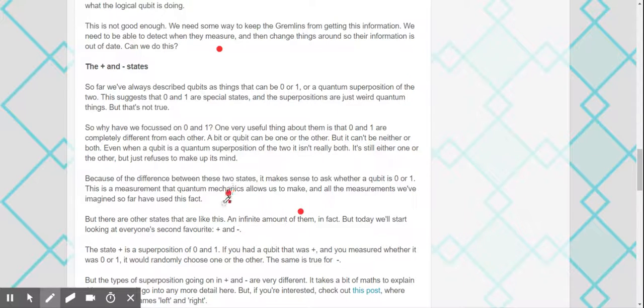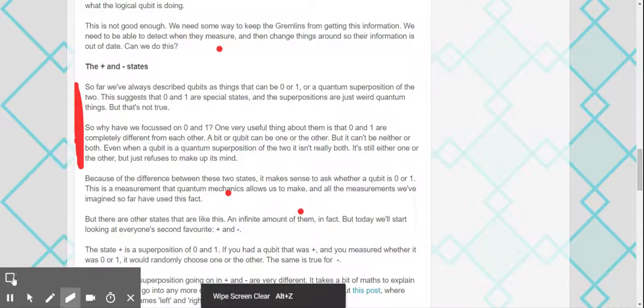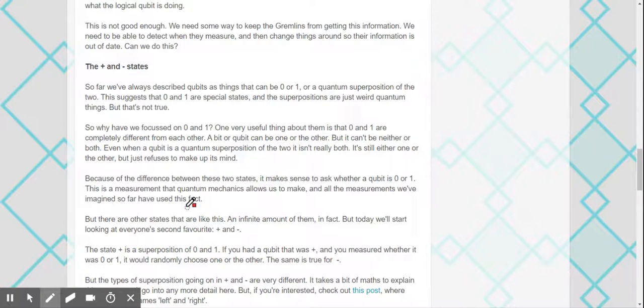You see, that's good. People tend to say it the other way around, so that's really good that this is mentioned here. It's not that it's both, it's that it's either one or the other, but it just hasn't made up its mind.